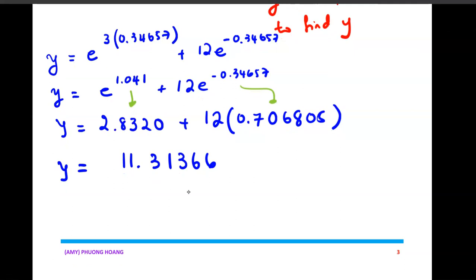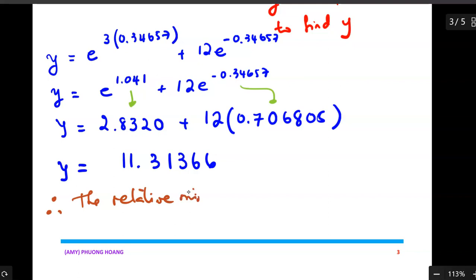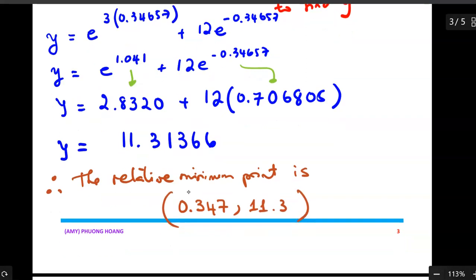Okay, so therefore, the relative minimum point is 0.347. I am going to round it to 3 significant digits. Okay, so 0.347, and 3 significant digits for y should be 11.3. Okay, so make a note here as 3 significant digits.